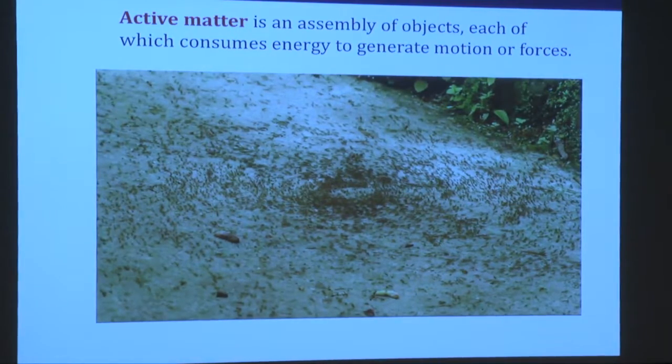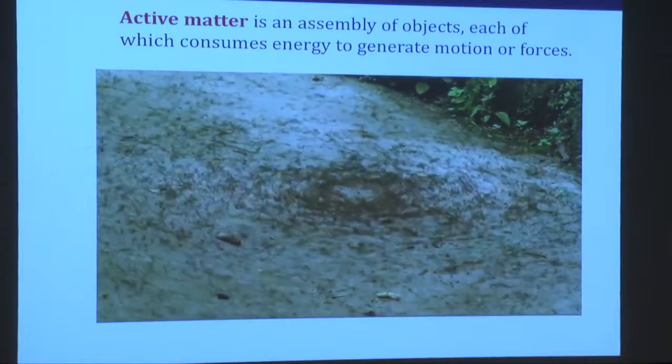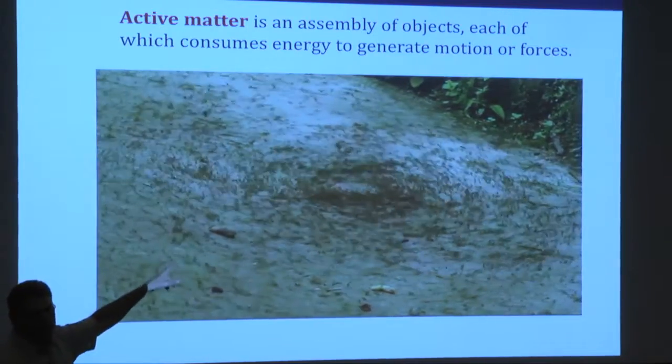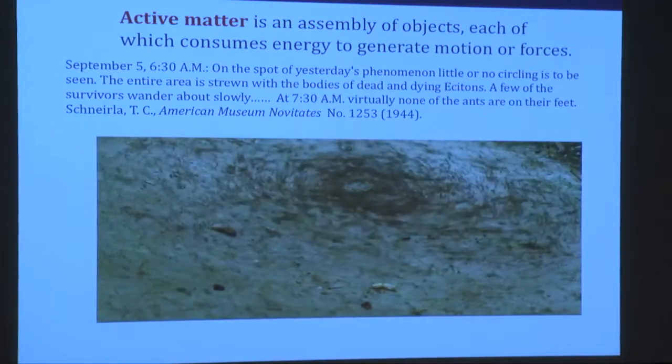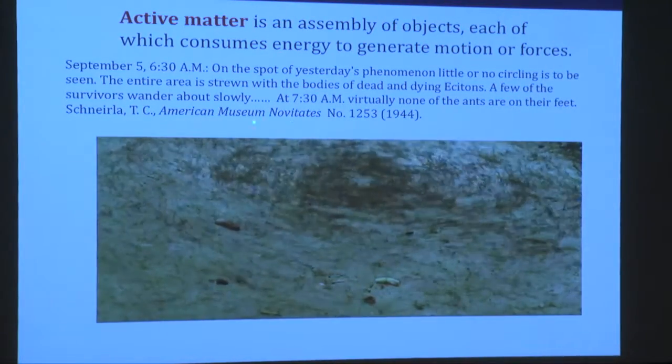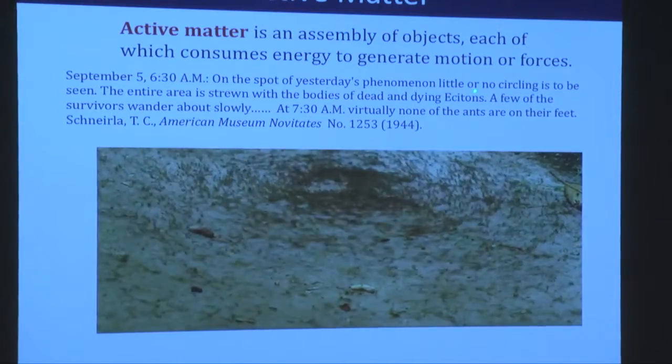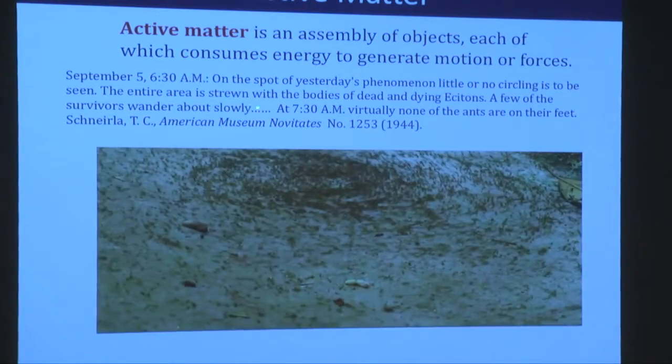This one is called the death spiral. They'll continue for as long as you've got RAM in your camera and batteries. And so there's this great quote from this journal, American Museum. I don't even know how to pronounce that. "On the spot of yesterday's phenomena, little or no circling is to be seen. The entire area is strewn with the bodies of dead and dying Eciton. That's the species of ants. A few of the survivors wander about slowly," and an hour later, the notebook continues, "Virtually none of the ants are on their feet." They just follow the leader, and if they get stuck in a circle, it's bad news.